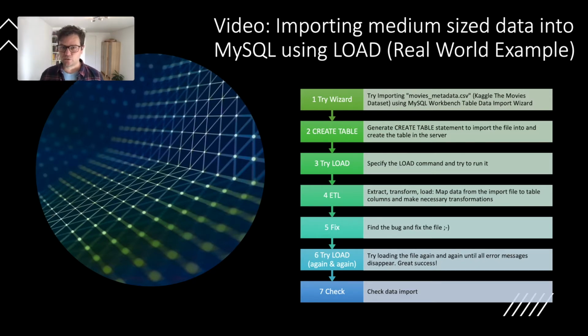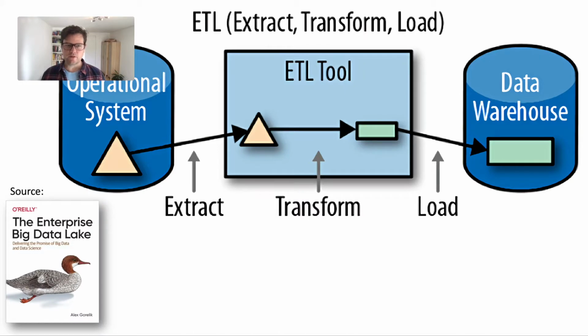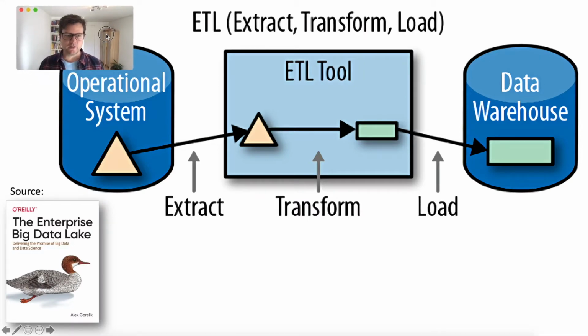So what we need to do is a step called ETL, or extract, transform, load. We need to map data from the import file to the table in the database server. So in theory, this looks like this. I found this description and also graphic in the book The Enterprise Big Data Lake by Alex Gorelik.